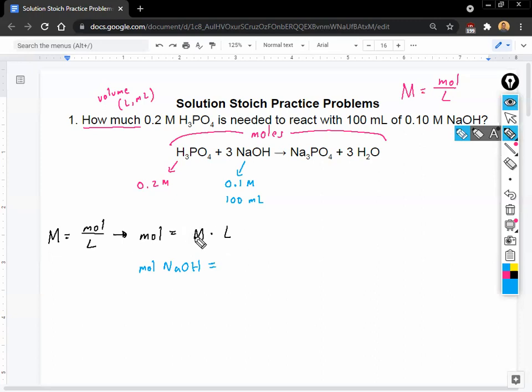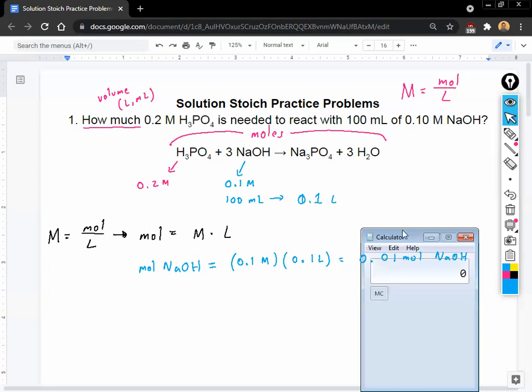So let's plug in the numbers. So for molarity, what's the molarity of NaOH that we're working with? Yeah, 0.1 is written right there, so we have 0.1. And then for the volume, can I plug in 100? No, because it's in milliliters. So I'm going to have to convert it into liters, which is going to be 0.1 liters. Just divide by 1,000 or move the decimal 3 times to the left. Okay, that's going to give us a value of 0.01 moles of NaOH. Everybody got that? All righty.